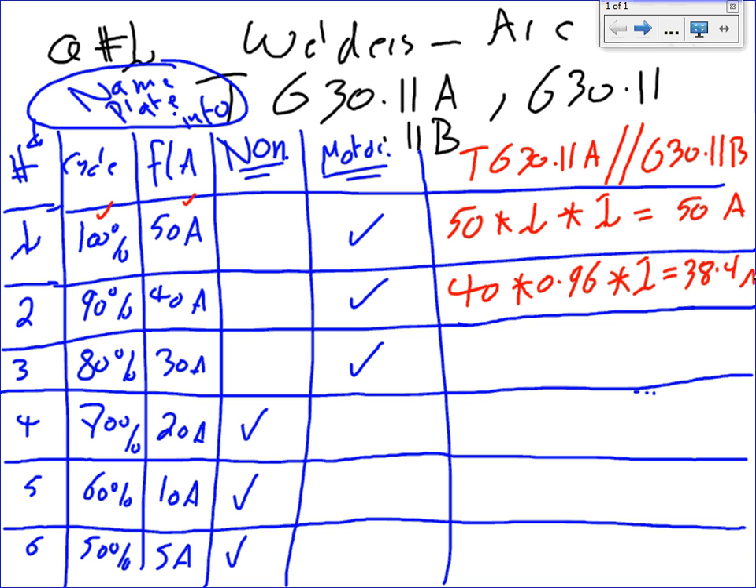So welders arc, 630.11a, 630.11b. Based on the cycle, motor or non-motor, we come up with these multipliers. Any question, guys, about motor number 2? Motor number 2 is 90% cycle, 40 amps. You multiply it by 0.96 based on the cycle. You multiply it by 1 because it's one of the two largest.